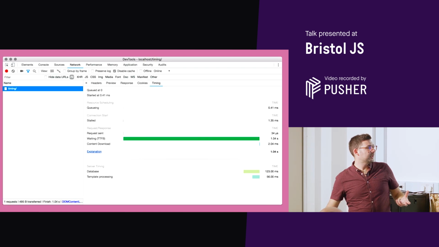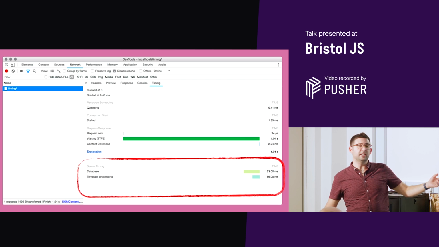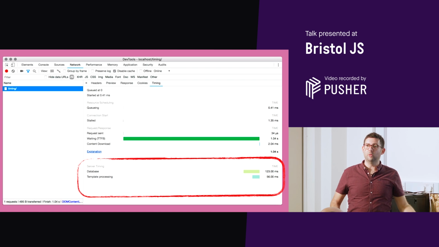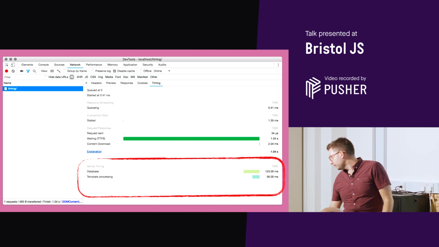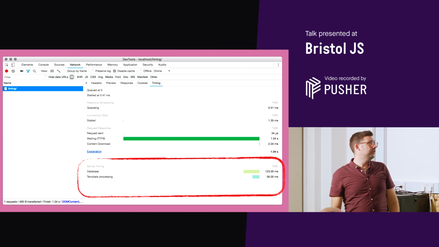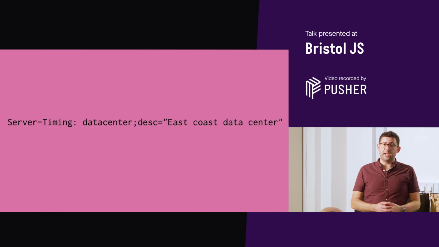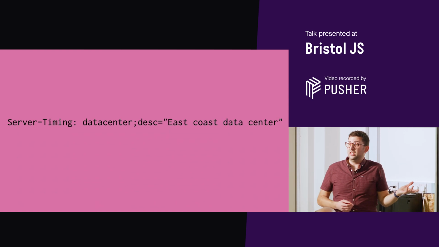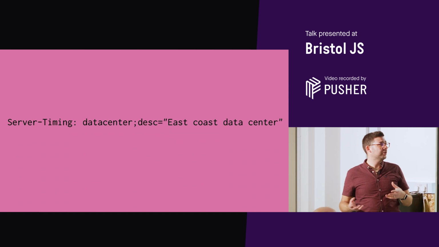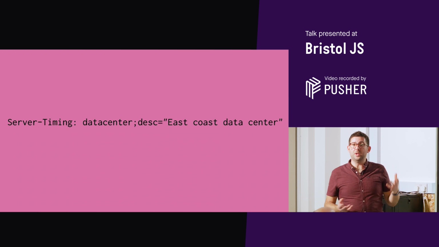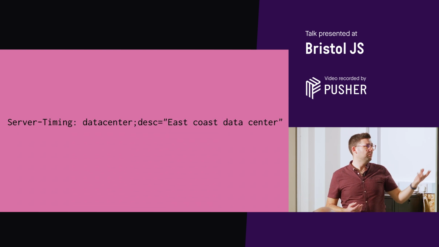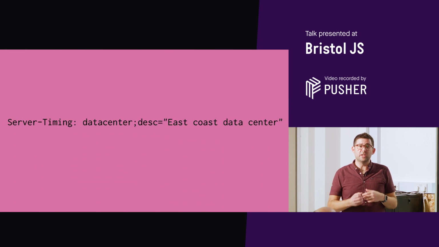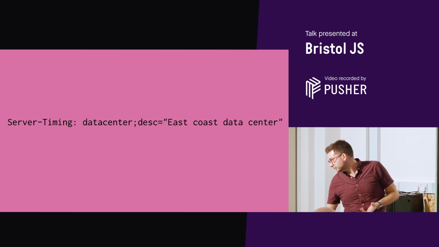Then when you inspect that in the browser, you can see down here, hopefully you can see, it's a little bit small, that now we've got our nice descriptions, database and template processing, rather than the short IDs that we passed in. Now, you don't actually have to send a duration. You can just send back something like a name. Here we're sending a name and a description to say, you know, oh, this page was generated from this data center or whatever. So if there's additional information you want to communicate back into DevTools, you can do it that way.